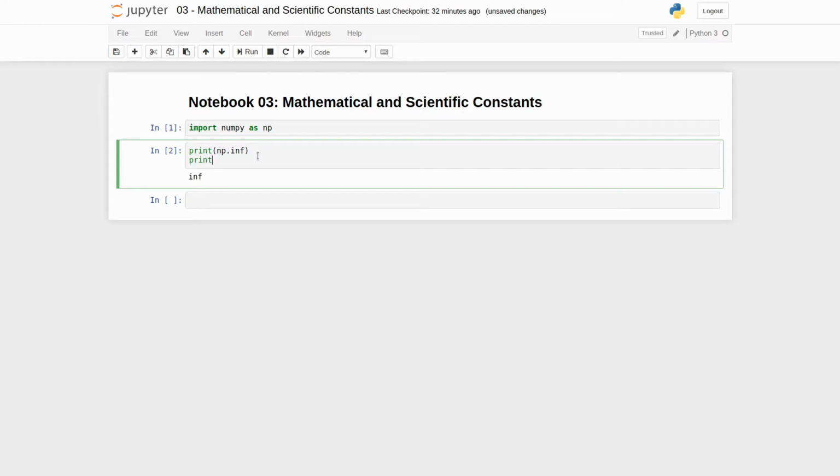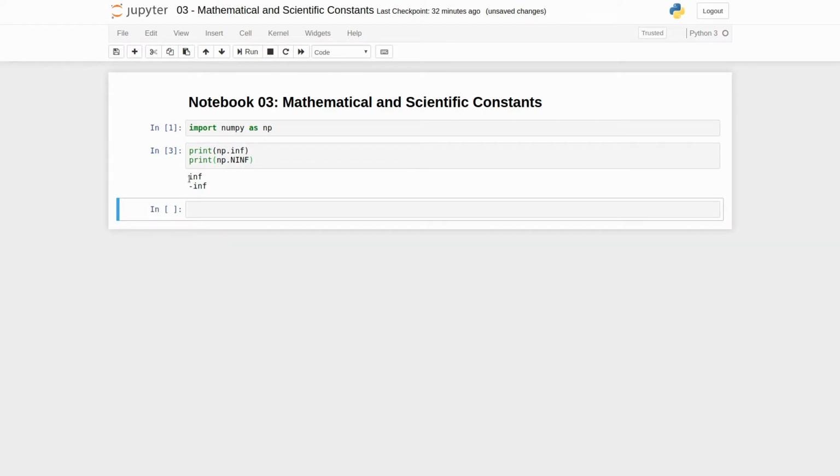So this is by default the positive infinite. You can even represent the negative infinite using negative inf. Okay, so that is positive infinite and that is negative infinite.